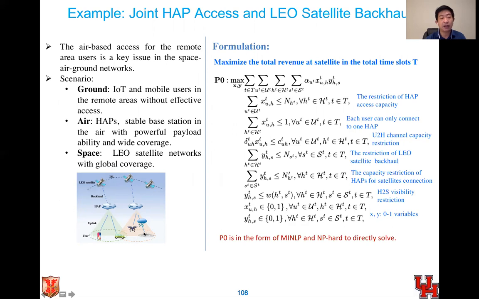And we have IoT devices on the ground or mobile users in remote areas without access. On the top, we have the HAP, and on the satellite, we have the global coverage. So the key question is how could we maximize the total revenue under many different constraints. Basically, which one you should link to, and which one you should map to. So this is very interesting.